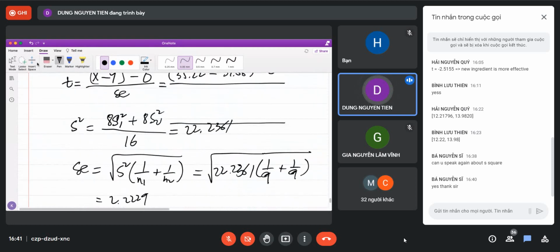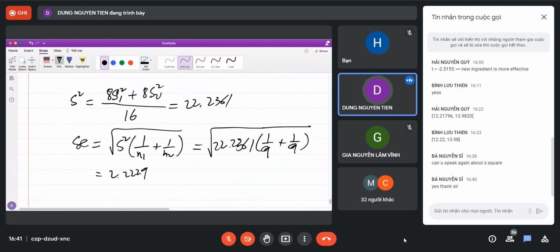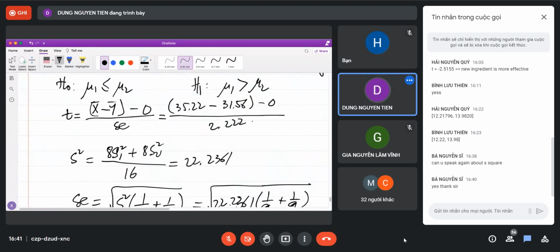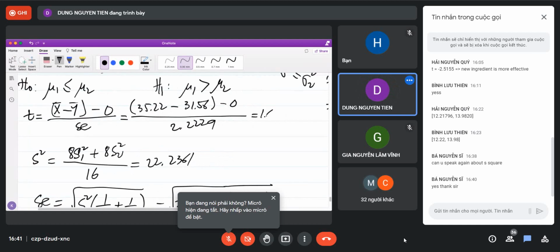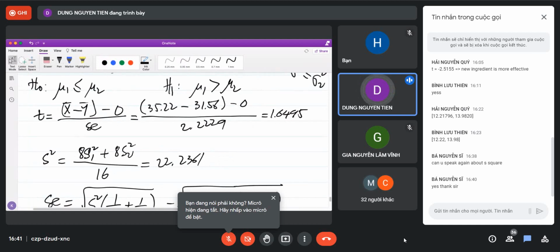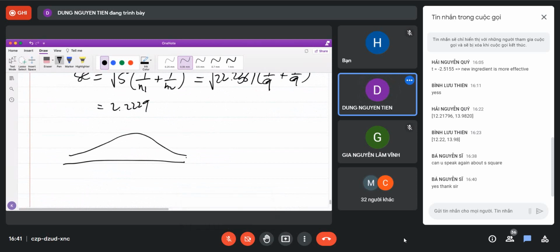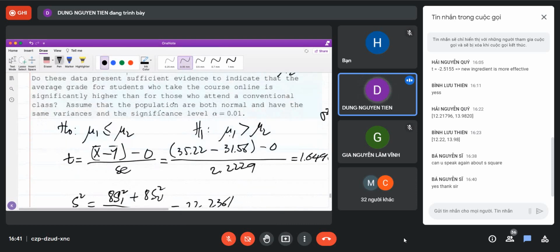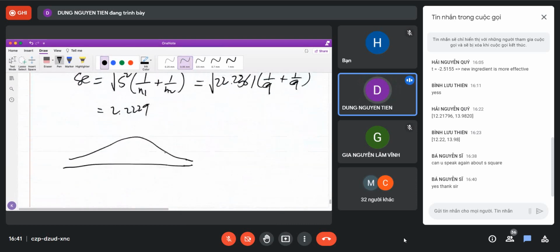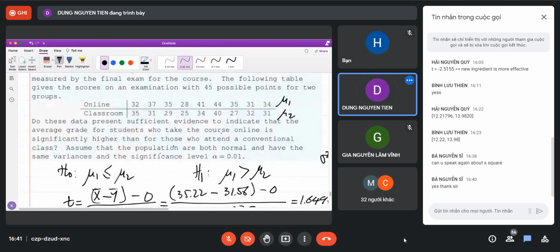And the standard error is 2.2229. Do you understand? And the t value you obtain is 1.6495. So you get the value of t, and after you get the value of t, you can go back to H1 greater than, this tail, and alpha is 1%.